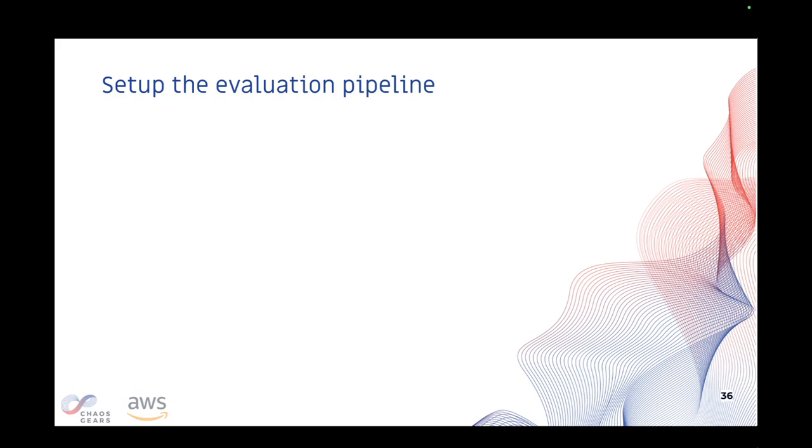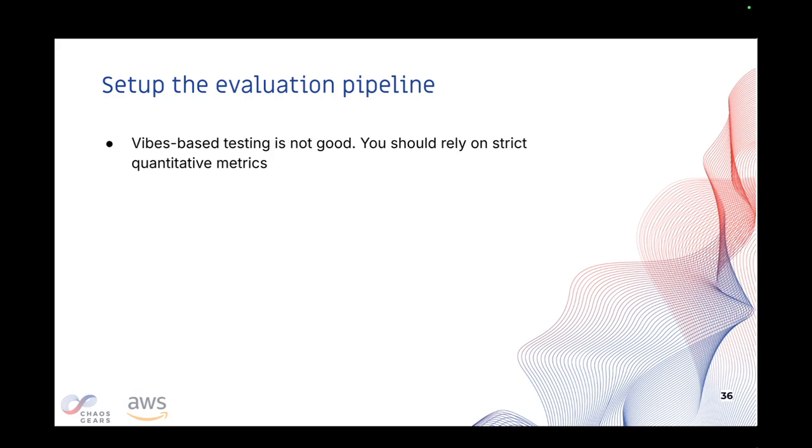The next thing is to set up the evaluation pipeline. You can do this by either using domain knowledge experts or using a synthetic datasets approach, because vibes-based testing is not good. So do not rely on manual testing. It won't help you much, because you need to have some quantitative metrics that you can use to compare different experiments and iterate quickly.